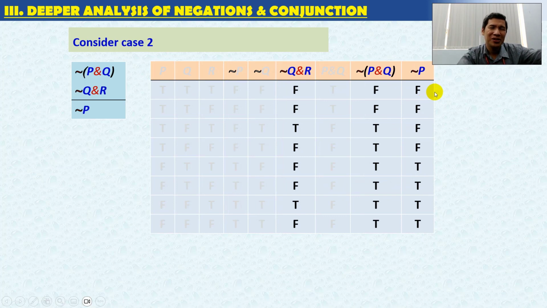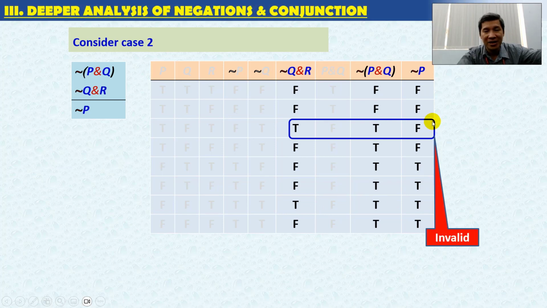Okay, what do you think? True, true, false. True, true, true. Invalid. All the cases have to be true. Then it is valid. When just one single case doesn't go with the definition, when all the premises are true, the conclusion must be true, then it's invalid.